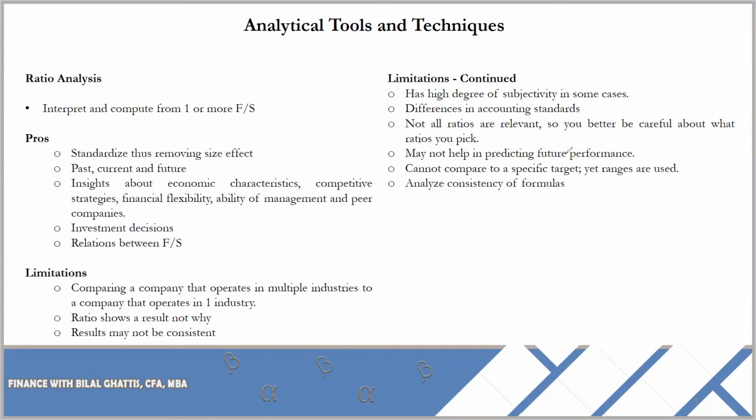Also, whenever we look at the formulas themselves, sometimes we're going to see end period results in the denominator, and sometimes we're going to see the average of the last 2 years. So consistency is not always there. Please make sure to look at how the formula is calculated before you look at the result of the formula itself.